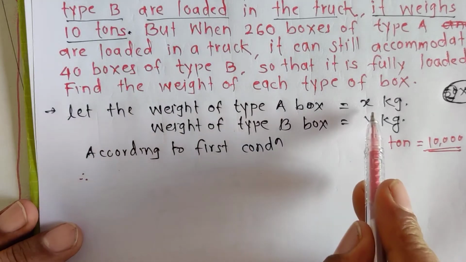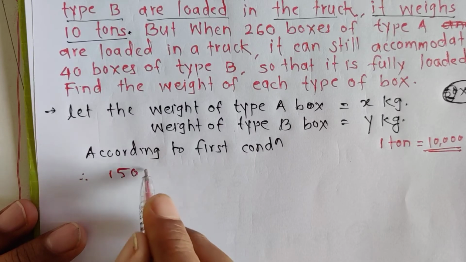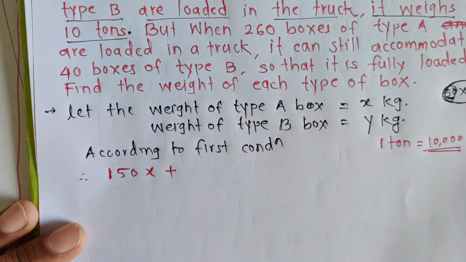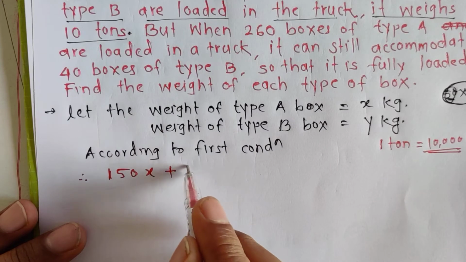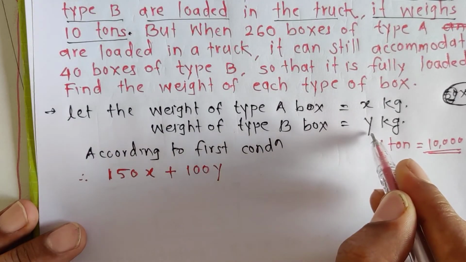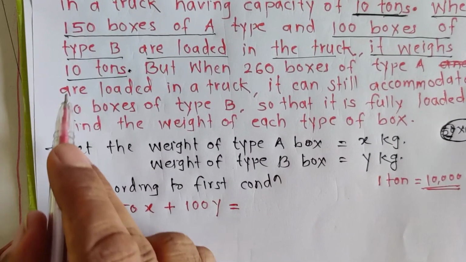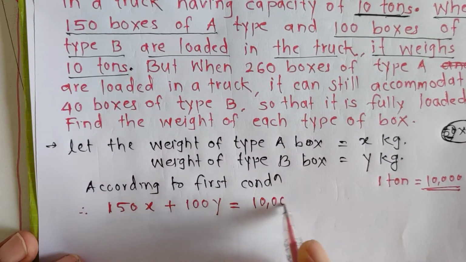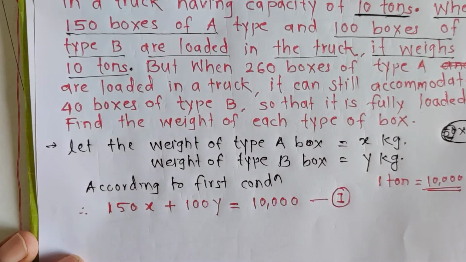the weight of one A box is x kg, so 150 boxes means 150x kg, plus 100 B type boxes are there, therefore their total weight is 100y, because the weight of one B box is y kg, and this total weight is 10 ton according to the first condition. 10 ton means 10,000 kg. So here we get equation number 1.